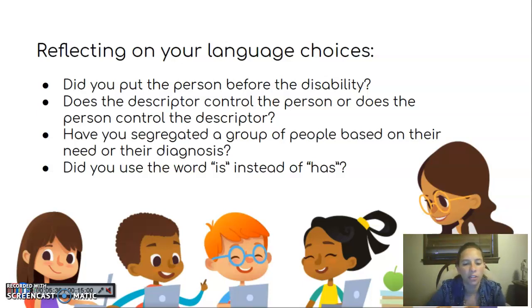Have you segregated a group of people based on their need? This happens when we say things like the blind, the deaf, or the autistic. Remember, as discussed, we will say a person who is blind or a person who has a hearing impairment. And did you use the word is instead of has? Is equates the individual to their disability versus has, which refers to their diagnosis. Remember, we should treat individuals with disabilities the same as any other person because they are people too, and we have more in common than things that separate us.